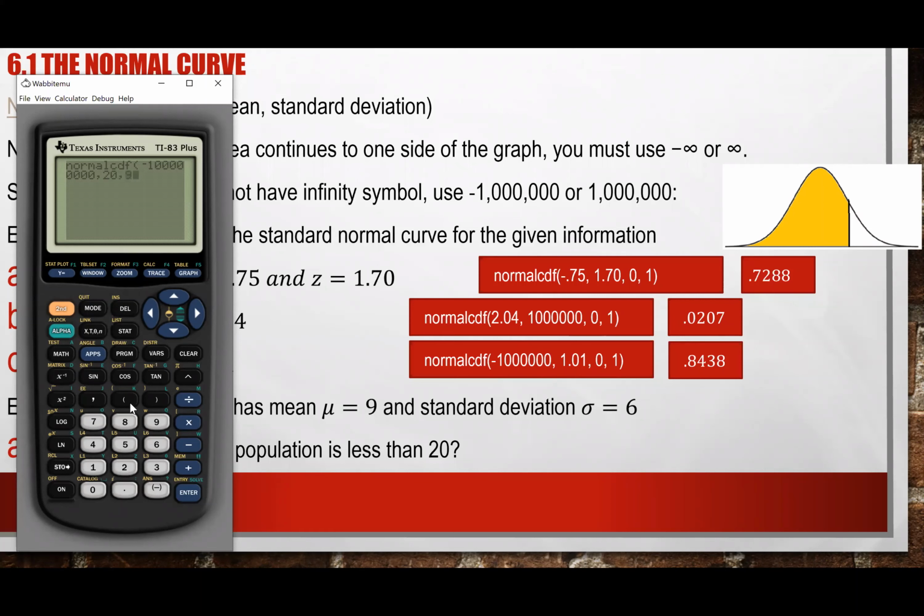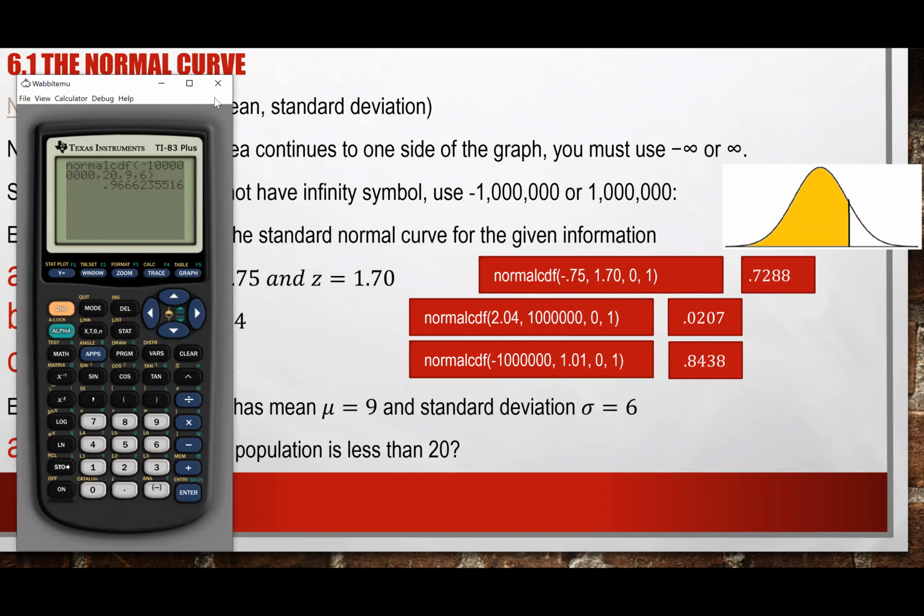Everybody see that they give us all the information we need. The lower limit is something small, negative a million if it's on the left-hand side, positive on the upper limit if it's on the right-hand side. So we're using negative a million, my upper limit will be 20, my mean is equal to 9, and my standard deviation is equal to 6. And then I just press enter, and my calculator will calculate everything for me.